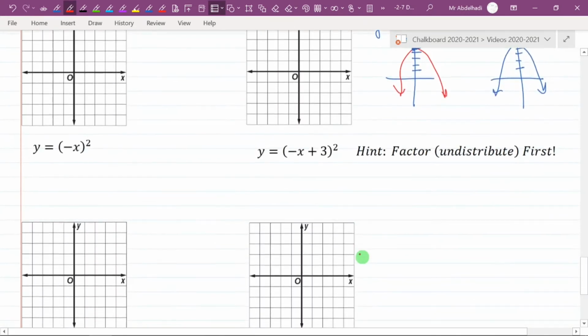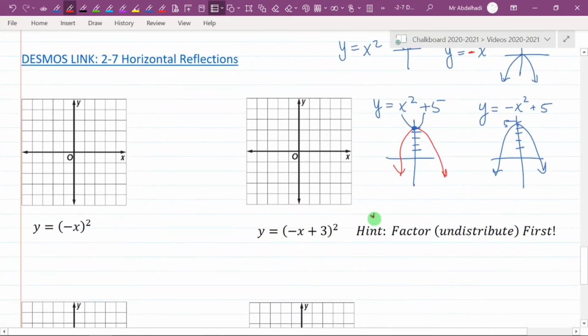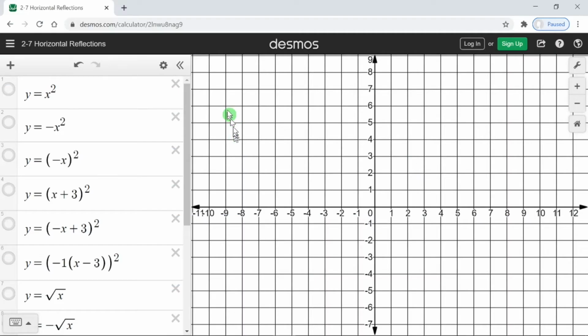We have a few examples here, and I think it'll be easier to talk about this if we go over to Desmos. And just for reference sake, here's the parent function, y equals x squared, right there. Okay, that's your starting function. If I put a negative right in front of the x squared, right after the equal sign, you can see what happens. It flips vertically. That's what we have learned to do.